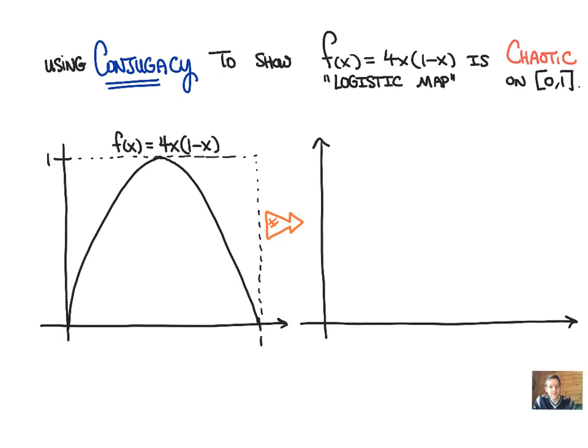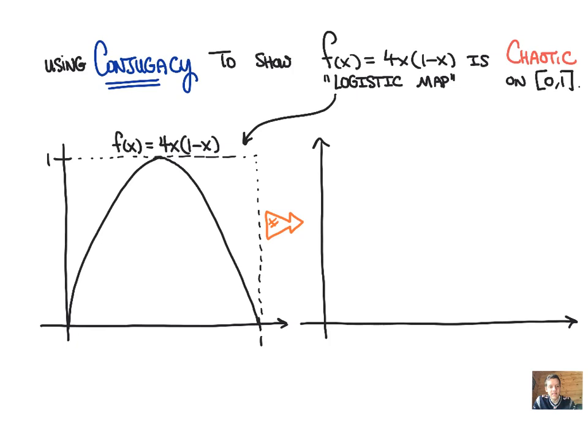So how do we pick that other map? What I've done here is I've drawn your logistic map. This is the graph of 4x times 1 minus x. It goes from [0, 1] to [0, 1] on the x-axis and on the y-axis. And I want to come up with another map that we should try to form a conjugacy with this map.